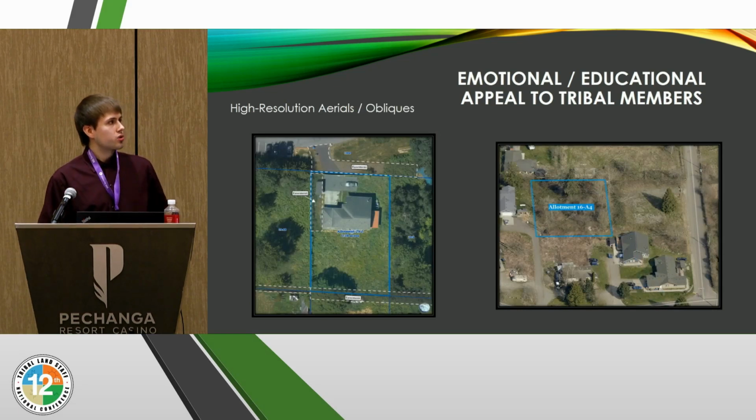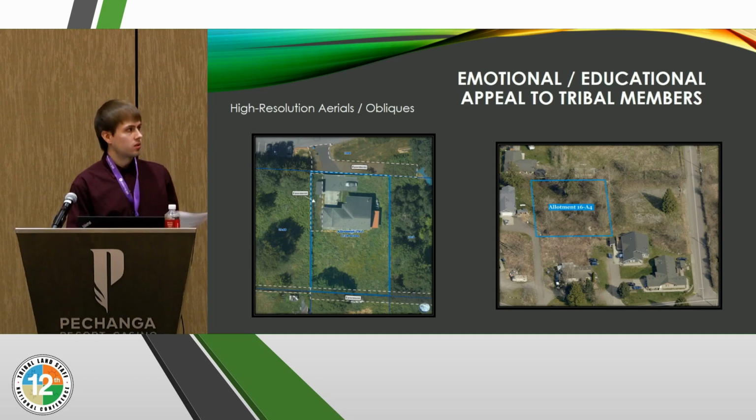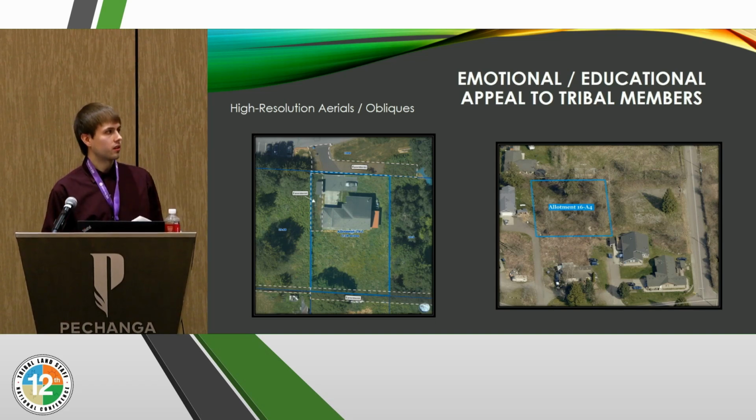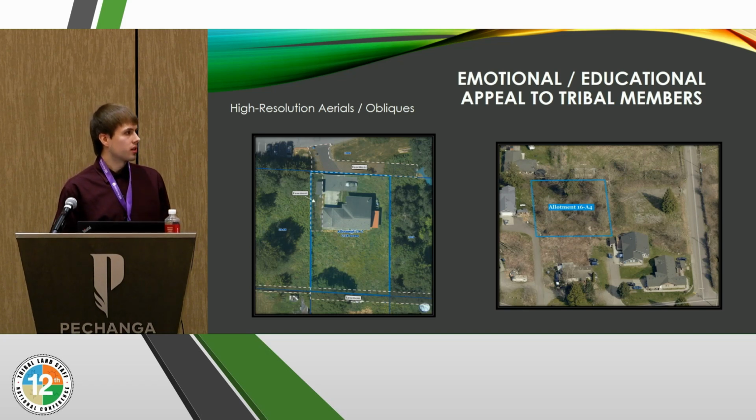Simple high-resolution maps. This is probably the most frequent thing I do. Tribal member comes in, hey, I want to see my house. Or maybe I want to see the access easement to my house, as you're seeing on the left side of the screen there. We have drones that we fly occasionally over different populated areas to get an even finer degree of clarity in the picture.